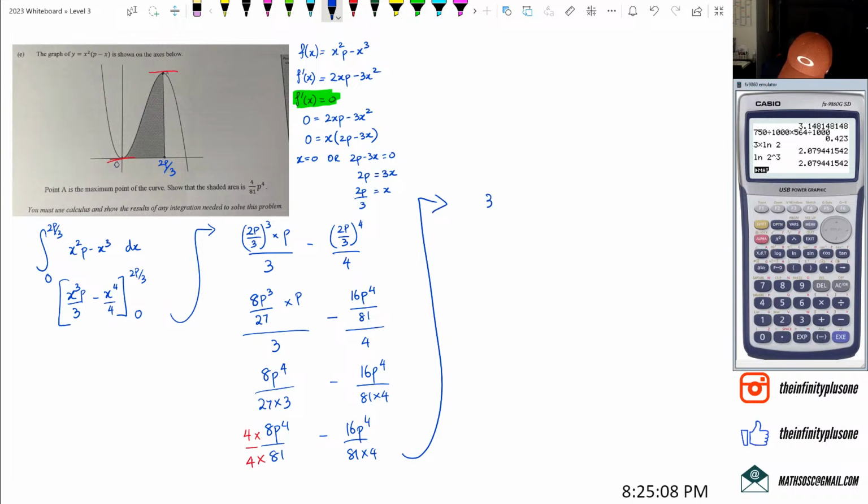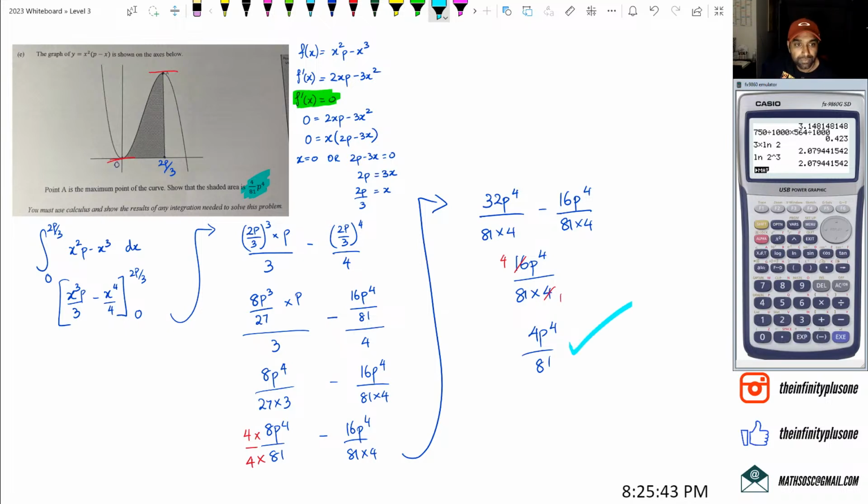When I do this, I'm going to get 32p4 over 81 times 4 minus 16p4 divided by 81 times 4. Then, because they all have the same denominator, I could write this as 32 minus 16 is 16p4 divided by 81 times 4. Now I can cancel out the 4 and the 16, and I can write this as 4p4 over 81, which is basically the answer that we've been given, or at least it's been asked to prove that.